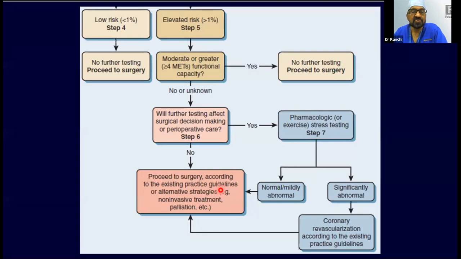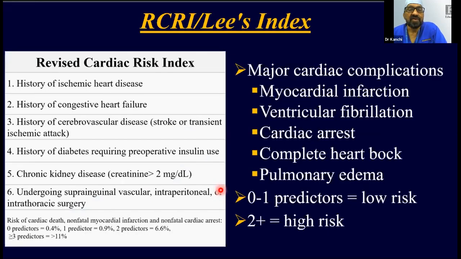Coming to the risk scoring, the two common methods are, one is the revised cardiac risk index, which includes 6 predictors: history of ischemic heart disease, history of congestive heart failure, history of cerebrovascular disease, history of diabetes needing preoperative insulin, history of kidney disease with creatinine more than 2 milligrams per deciliter, or the surgical predictor is the suprainguinal vascular, intraperitoneal, or intrathoracic surgery.